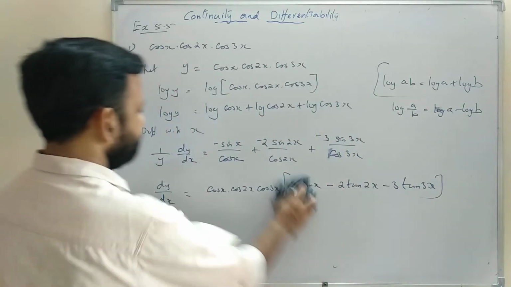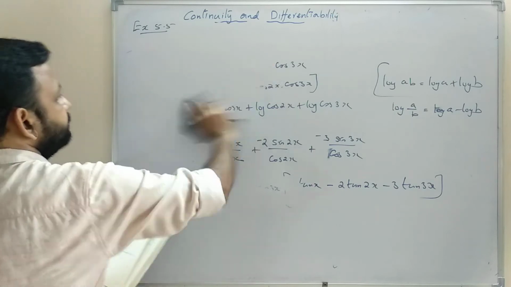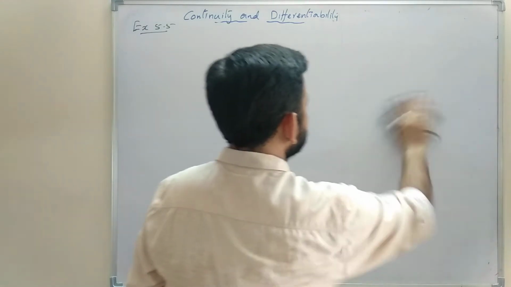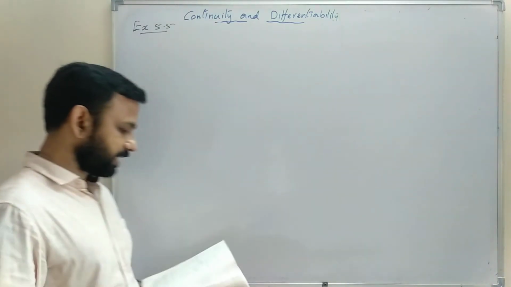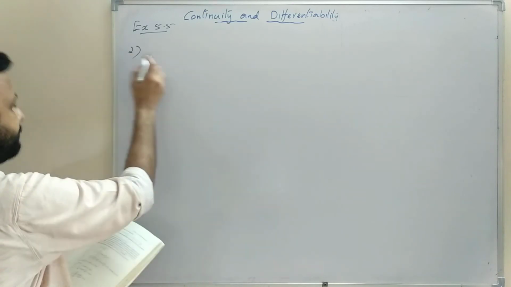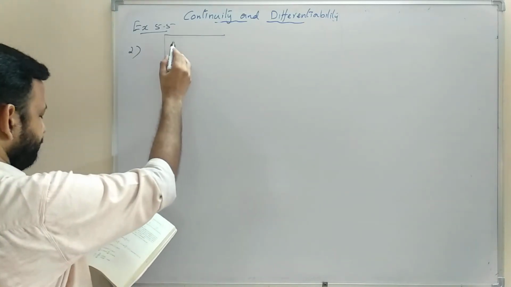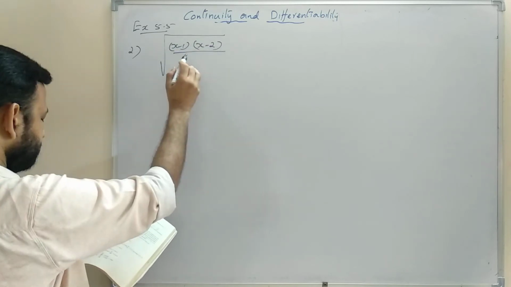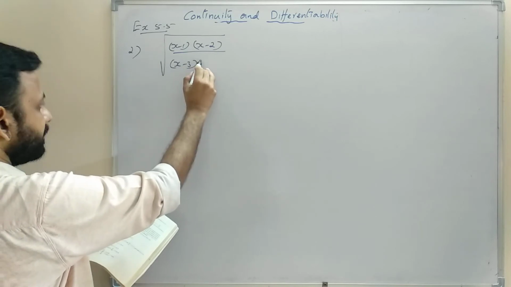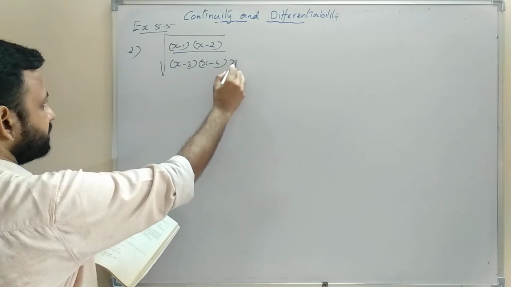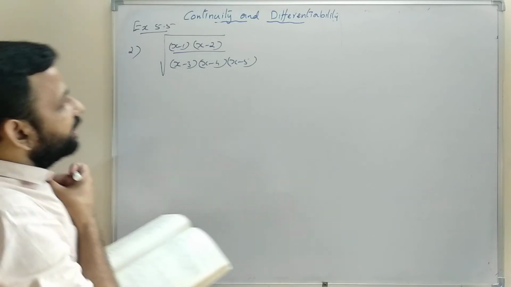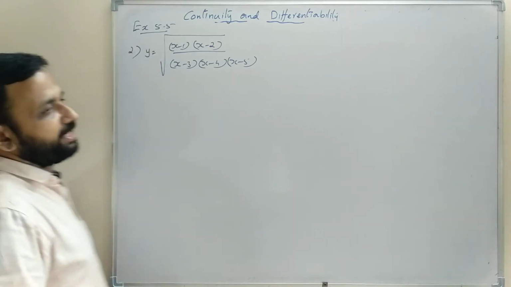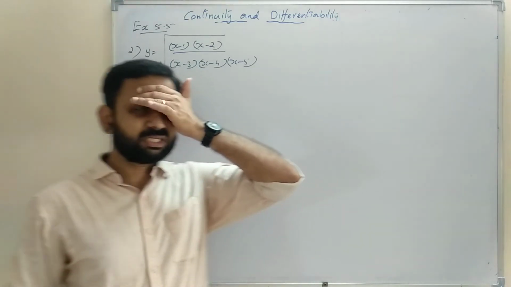Now we will do the second question. Second question: square root of x minus 1 into x minus 2 divided by x minus 3 into x minus 4 into x minus 5. We need to find the derivative of this expression. So y is equal to that expression. We can find it by using the logarithmic differentiation method.